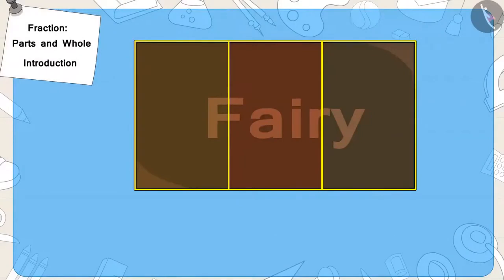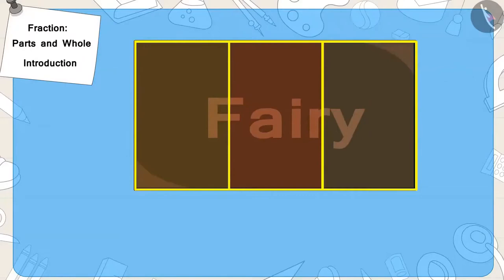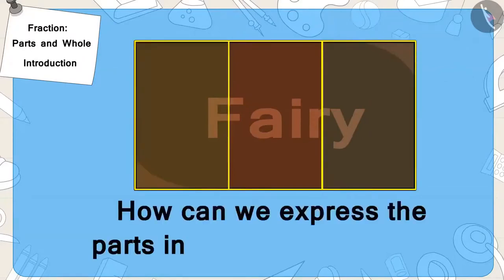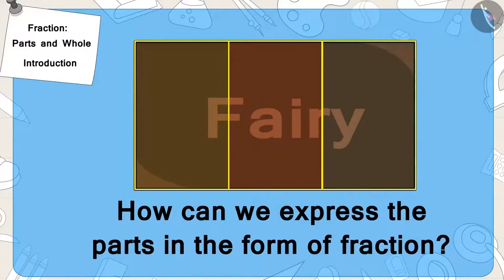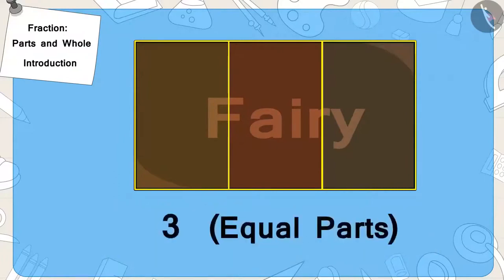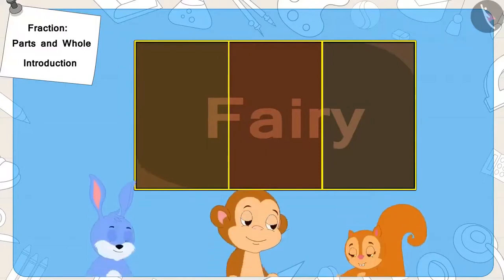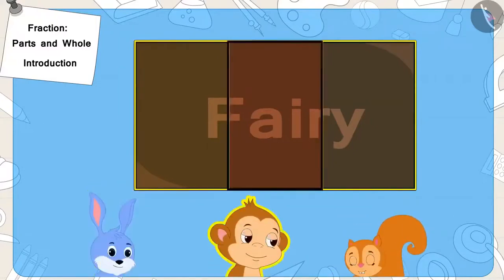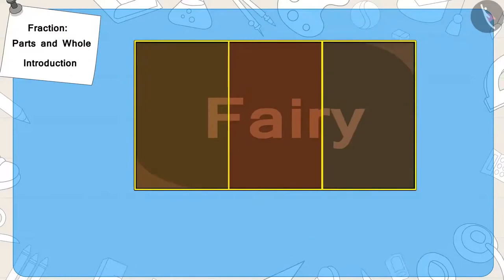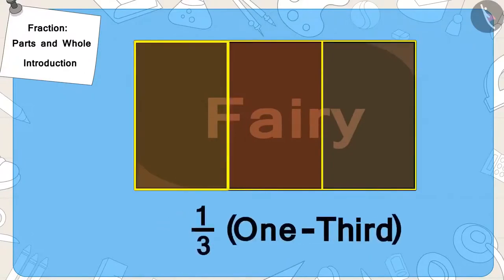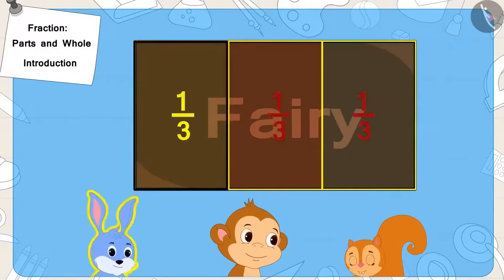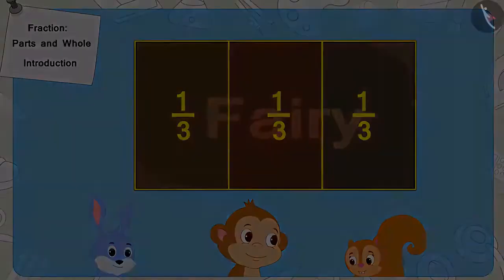Now, can you tell how can we express the parts got by each one of the 3 as a fraction? There are a total of 3 equal parts of the chocolate, and each one will get one part of it. Now, we can write it as a fraction in this way. We also call this 1/3 of the whole chocolate. In this way, all 3 will get 1/3 of the chocolate.